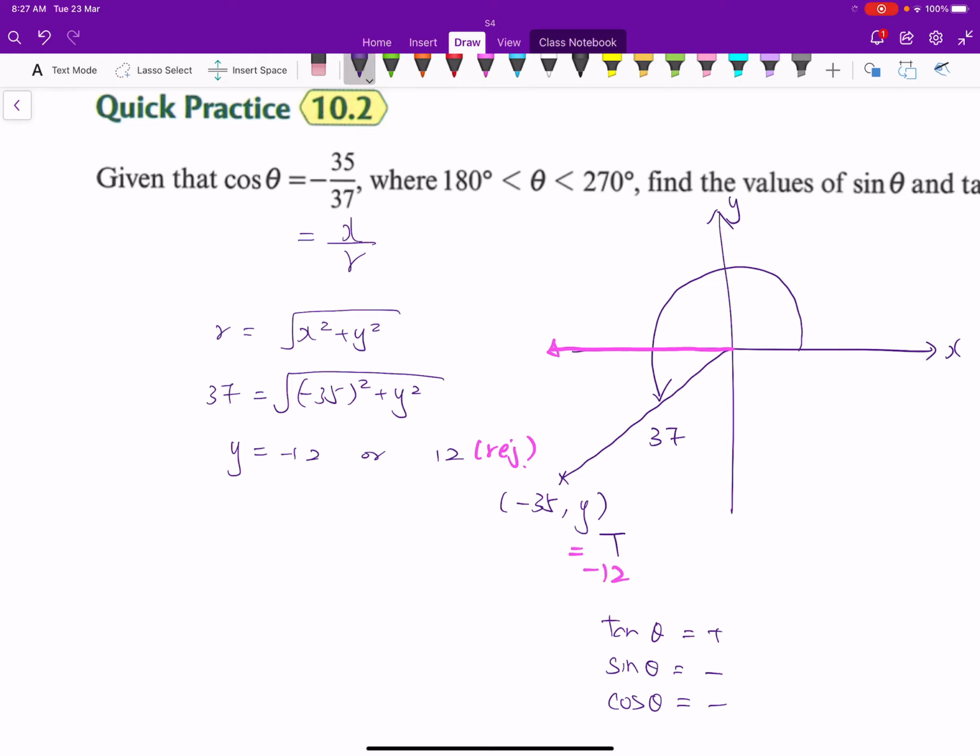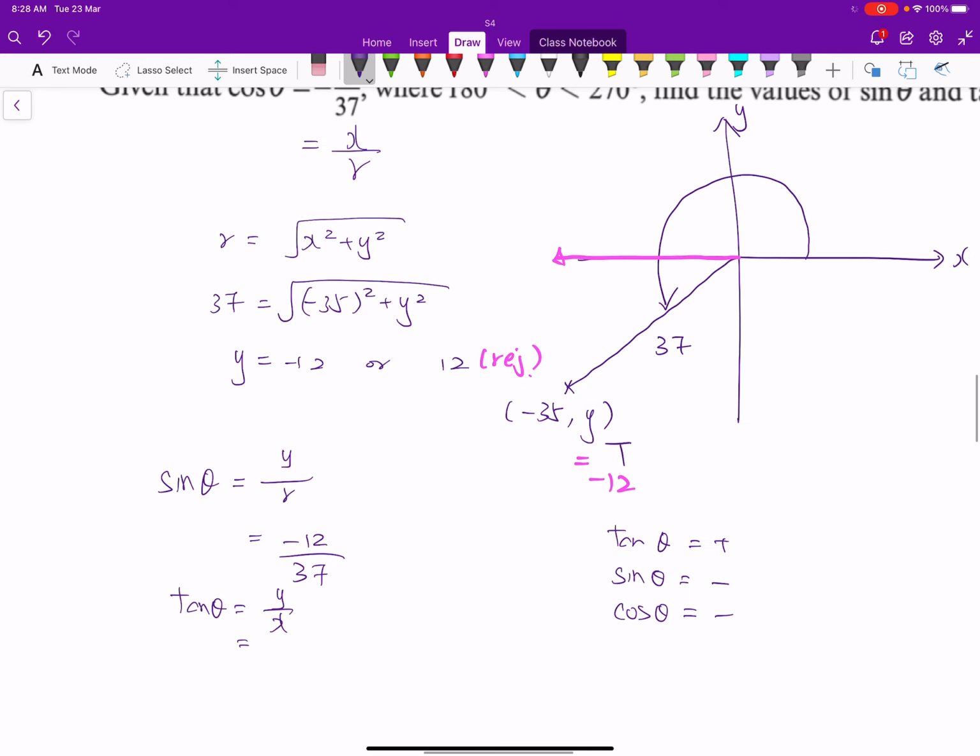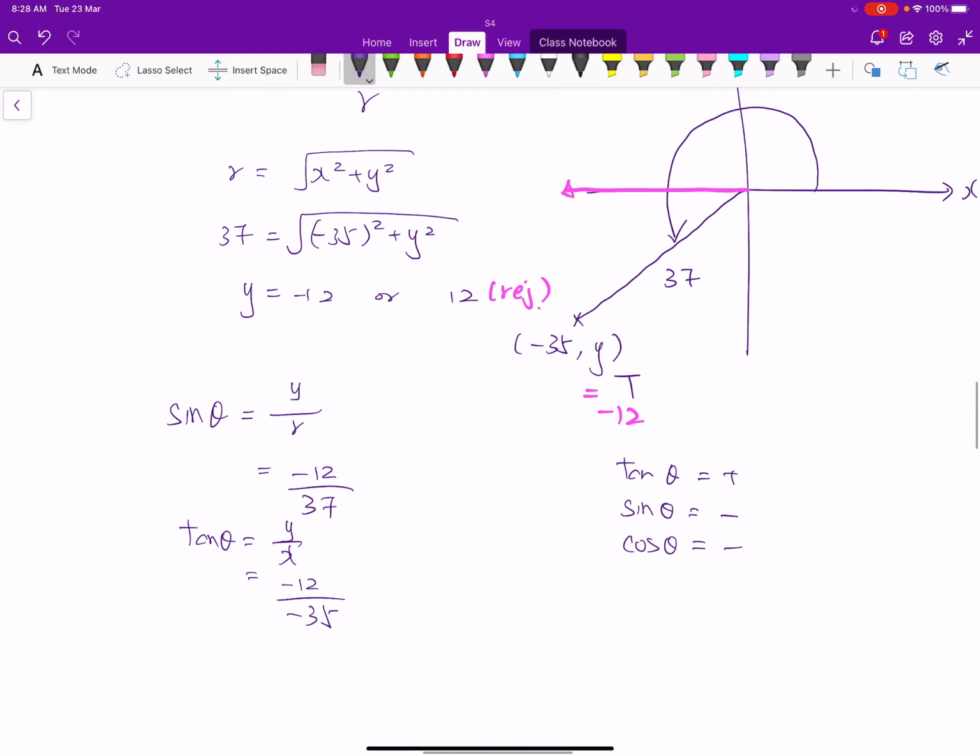Now we can find the value of sine theta, it will be y over r. So it is negative 12 over 37. Tangent theta is y over x. So it is negative 12 over negative 35. Okay?